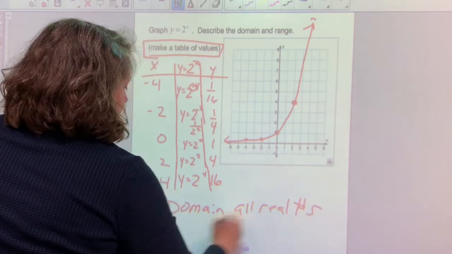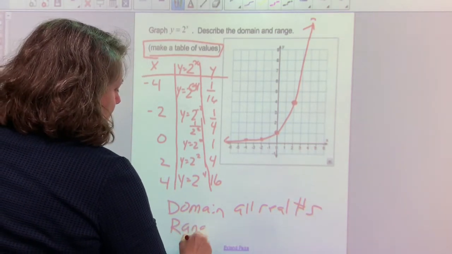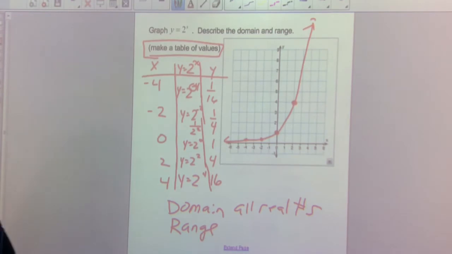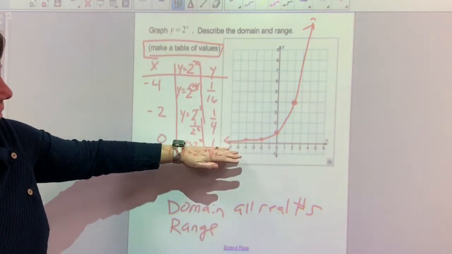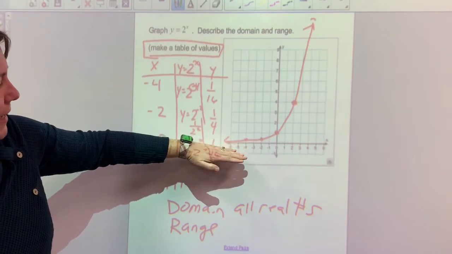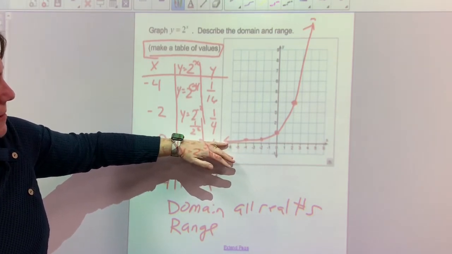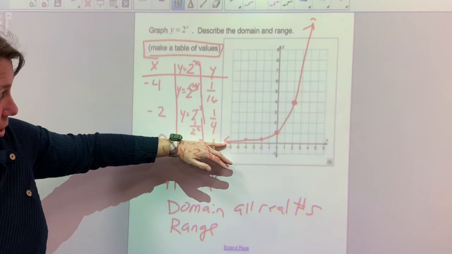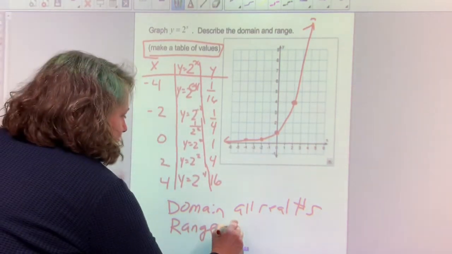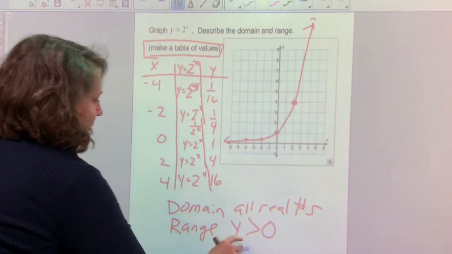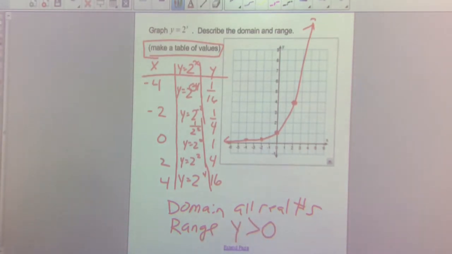My range is my y values. So I look up, it goes up forever. I look down, it does not go down forever. So it must be the lowest value it can be, and it's not 0, but it's everything above 0. So my range, y is greater than 0. It is not equal to 0. That's your domain and your range.